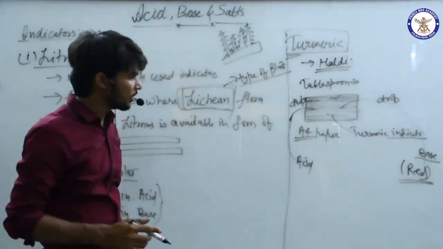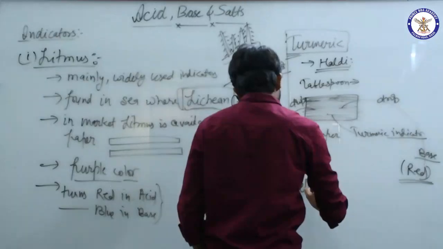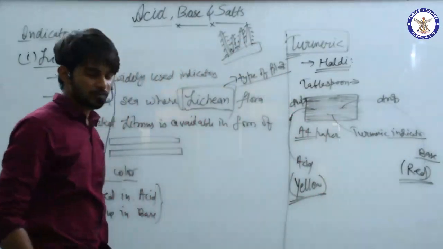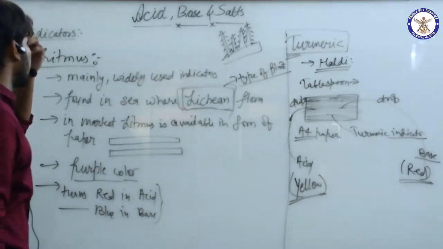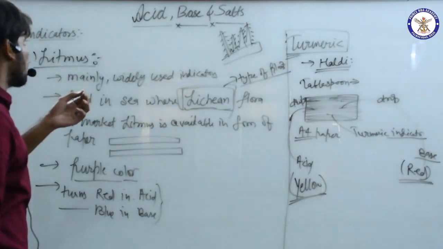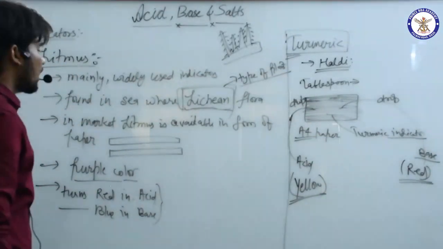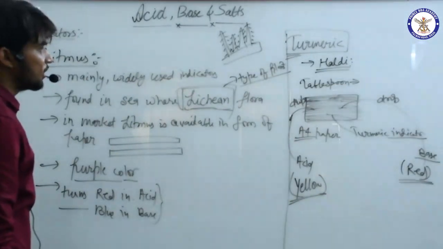Red. Fine. Now in case of acid it becomes yellow. So what you need to remember as far as the exam is concerned is that in turmeric indicator, if the color becomes yellow, then I will understand that this is acid, and if the color becomes red, then I will understand that it was base.